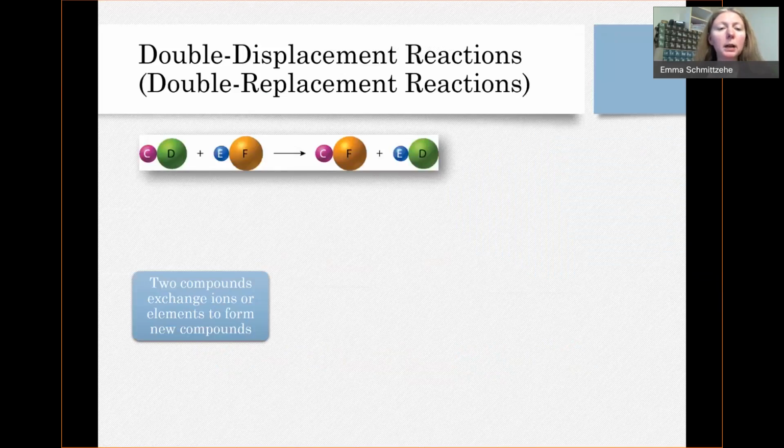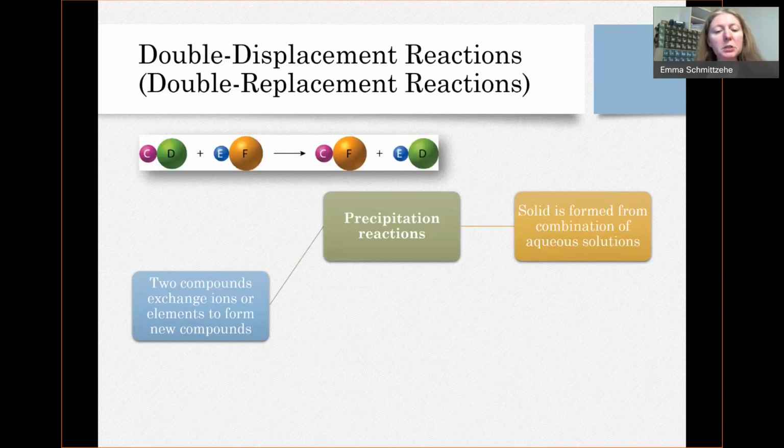So the most common type that you deal with involves ionic compounds. That's why I say it exchanges ions. But you could have molecular compounds where the elements essentially split up and swap partners. Now, most of the time when you deal with double displacement reactions, people will classify them a little more specifically because there's several different types of reactions that fall in this category. And so there's three that we're going to talk about and go into a little more in depth.